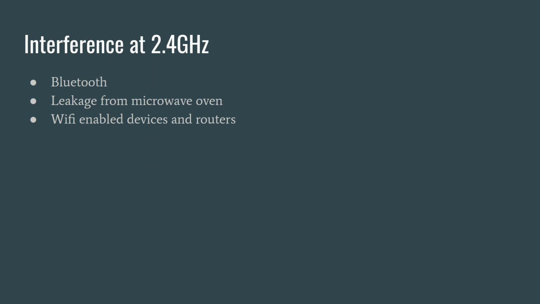What are the interferences in this same spectrum? Bluetooth devices and other electrical equipment like microwave ovens. It is protected from leakages, but still some leakage happens. And other Wi-Fi devices and routers. All these work in the 2.4 gigahertz range, and they can cause interference with your Wi-Fi signals.